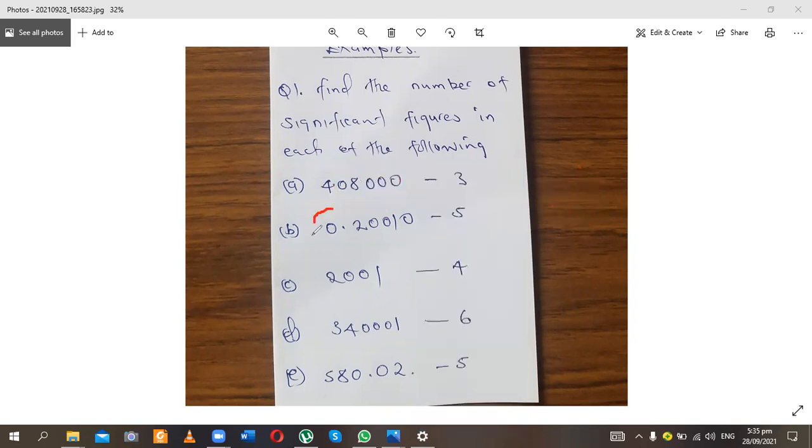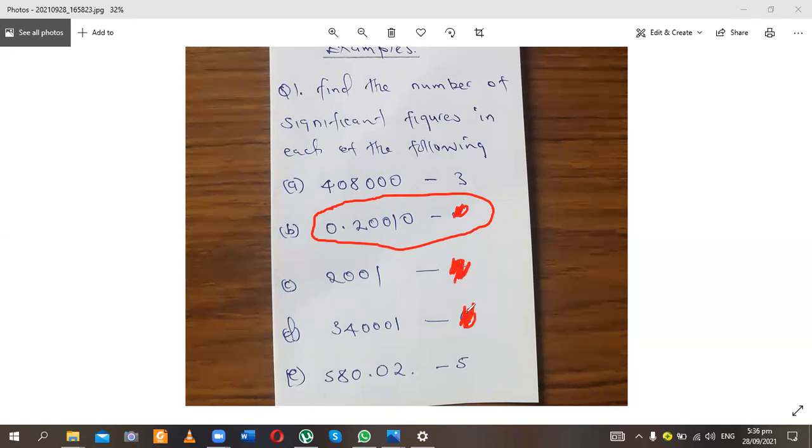The next one is talking about this thing here. This thing here is purely coming from the third rule. The third rule was saying that the trailing zeros that are written after the decimal point are significant, whether they are between the non-zeros or they are just written at the end, like the way we have that zero at the end. We're going to say that is significant.